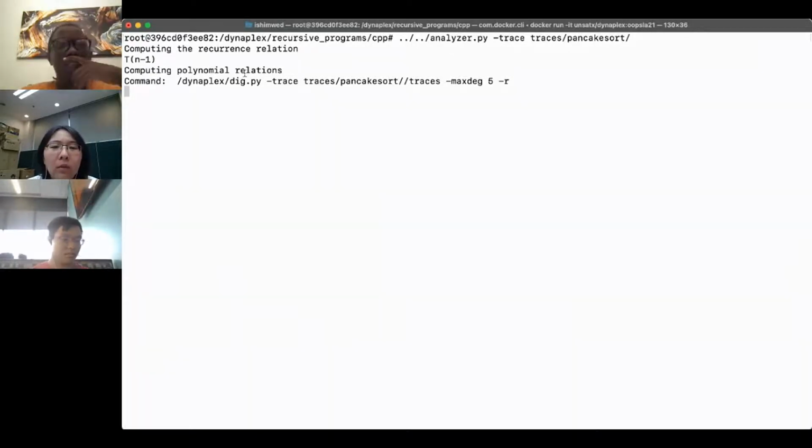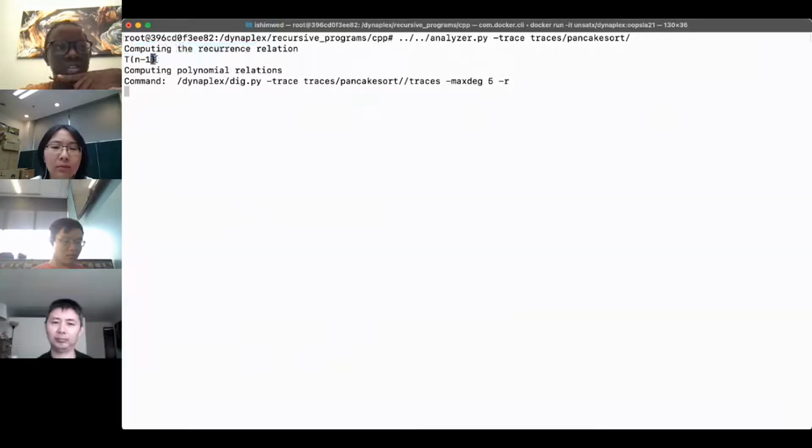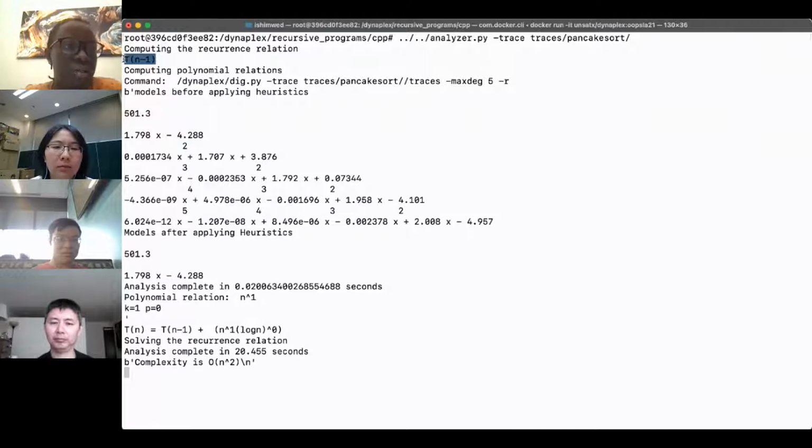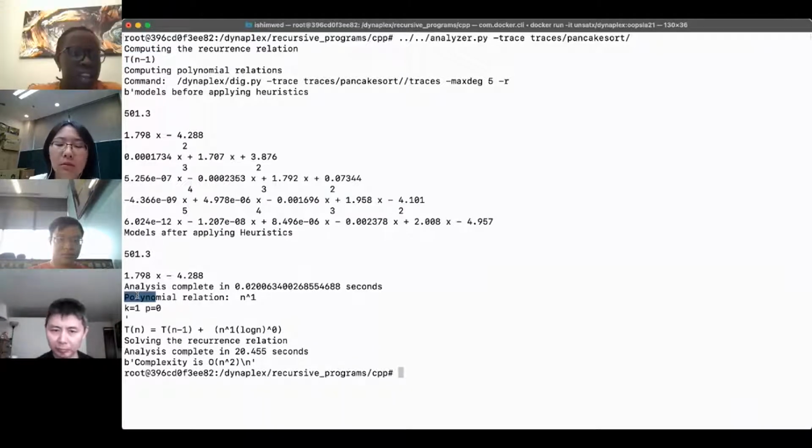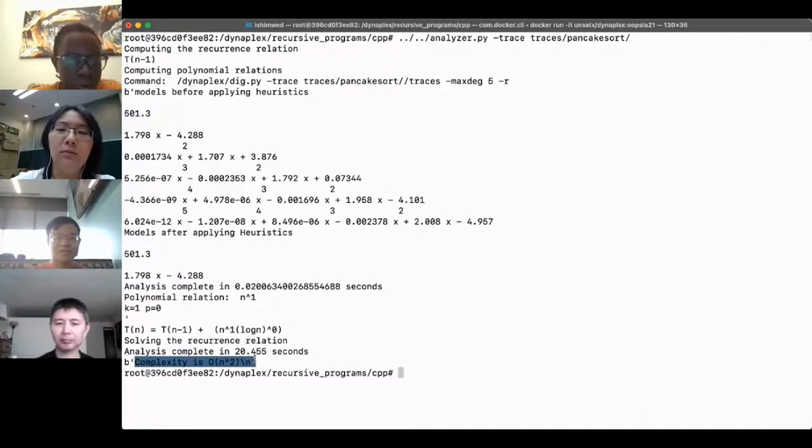Okay, so the output is divided into 3 parts. First, the analyzer computes the recurrence relation for PancakeSort, which is Tn-1, just the recurrence term of the recurrence relation. And then it also computes the polynomial relation between the size of input and the number of loop iterations or operations, which is linear here. Then the 2 terms, the recursive term and the non-recursive term, are combined and then solved for the actual complexity.